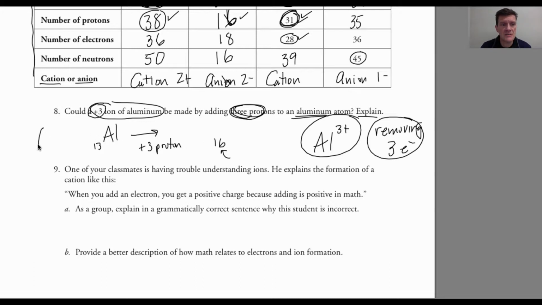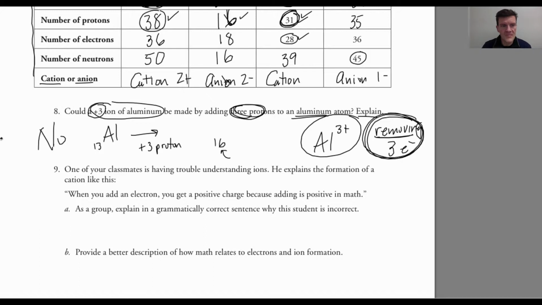Okay? So the answer here is no. That's not how you make charged particles for a particular element. You always make a cation by removing electrons. You have to remove electrons, keep the number of protons the same. Now you have a charged atom for that particular element.